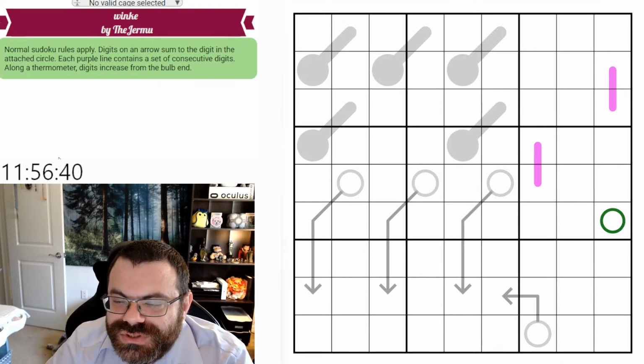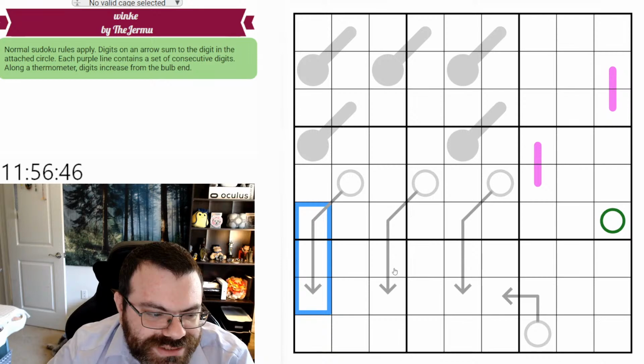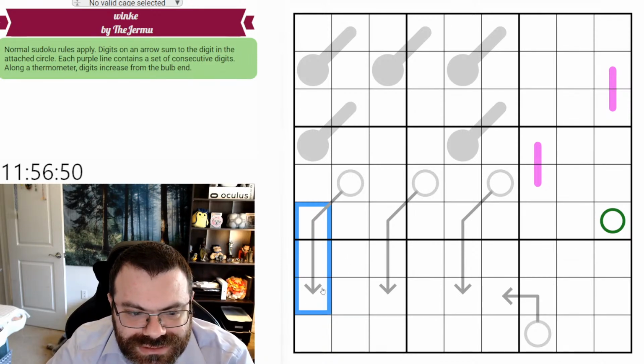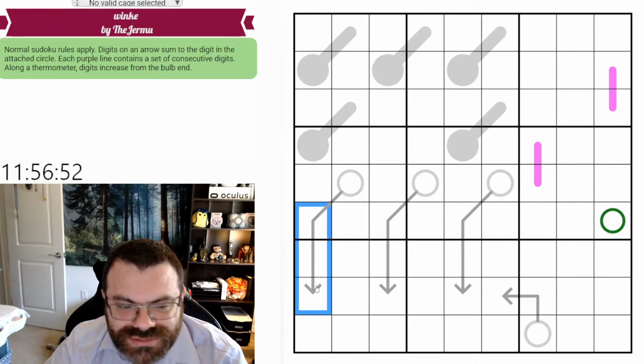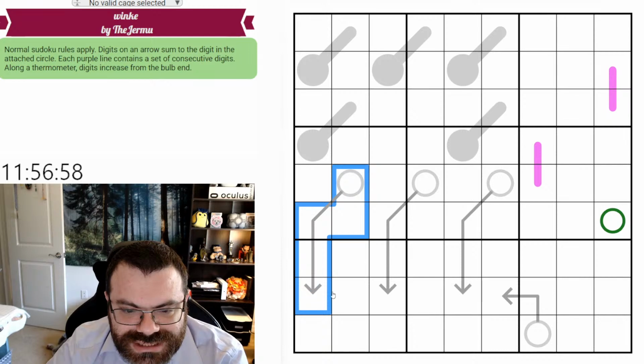All right, we've got normal Sudoku rules. Digits on an arrow sum to the digits in the attached circle. So these are standard arrows. Every single puzzle we've done today has been arrows. So this is an arrow, and we have the circle. If we fill digits on the arrow, like 1, 2, 4, those sum to 7. We fill a 7 in the circle. Easy as pie.